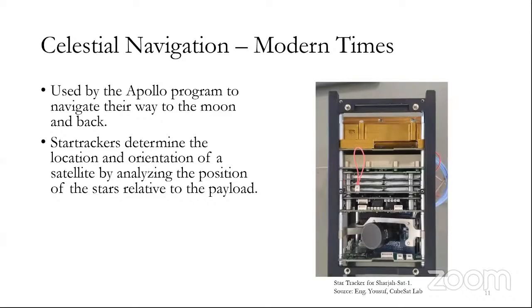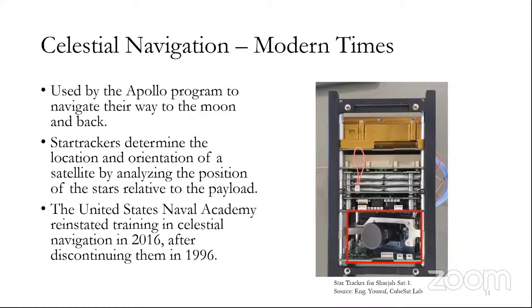Now, taking an example, this here on the right is part of the payload of the Sharjah Sat-1, which is the upcoming CubeSat of the Sharjah Academy for Astronomy and Space Sciences. The component highlighted in the red box is the star tracker, with its lens covered at this stage. Another interesting fact is that the US Naval Academy reinstated training in celestial navigation in 2016, even though they discontinued it in 1996. That is because they think it should serve as a backup if the electronic systems fail.